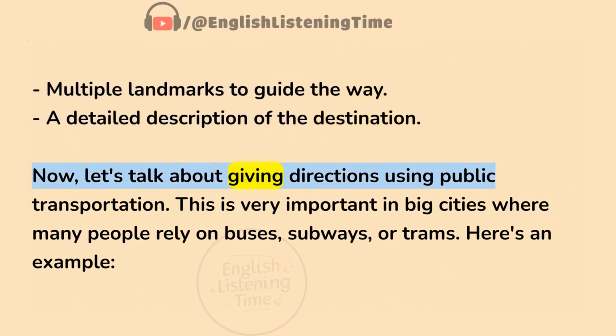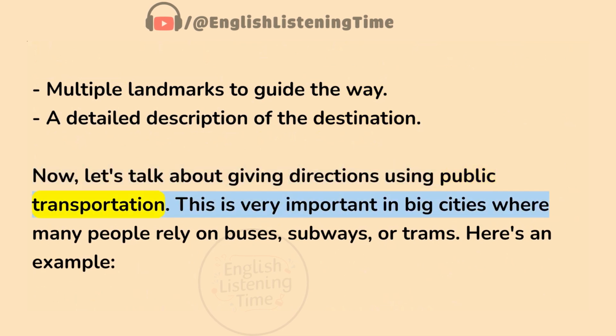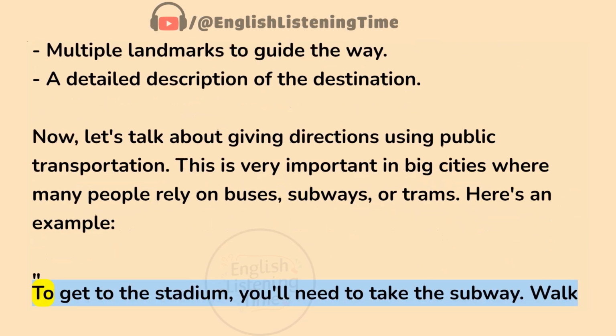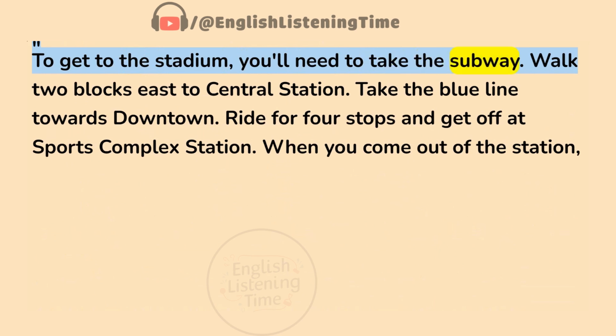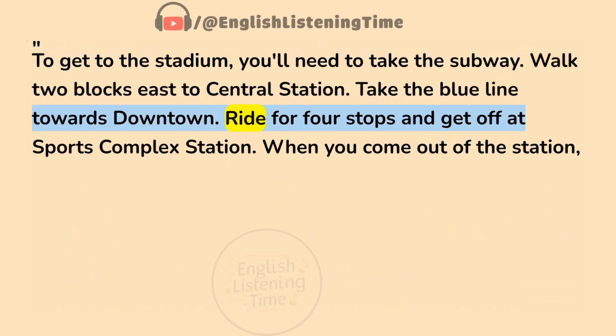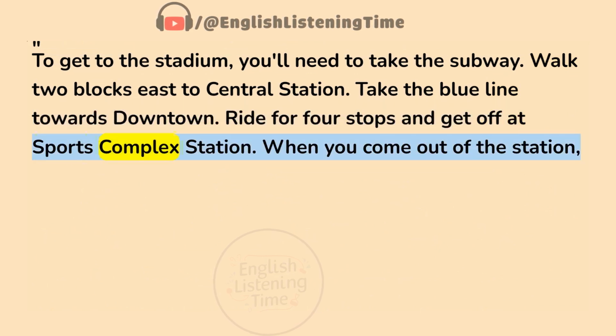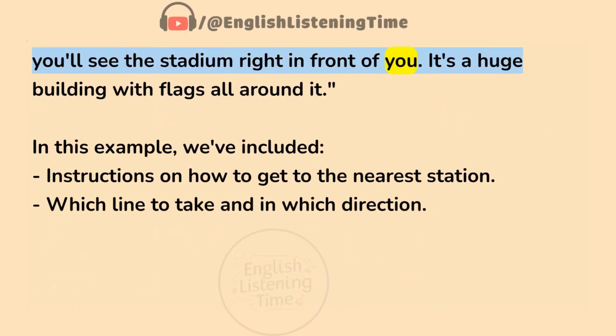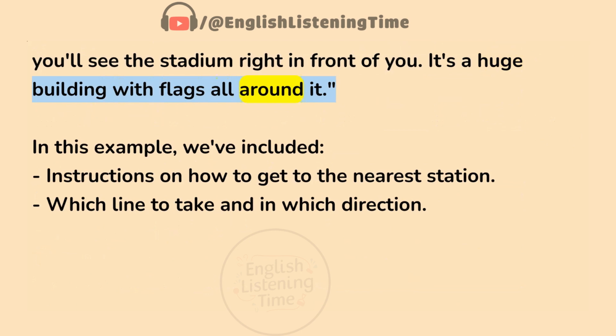Now, let's talk about giving directions using public transportation. This is very important in big cities where many people rely on buses, subways, or trams. Here's an example. To get to the stadium, you'll need to take the subway. Walk 2 blocks east to Central Station. Take the blue line towards downtown. Ride for 4 stops and get off at Sports Complex Station. When you come out of the station, you'll see the stadium right in front of you. It's a huge building with flags all around it.